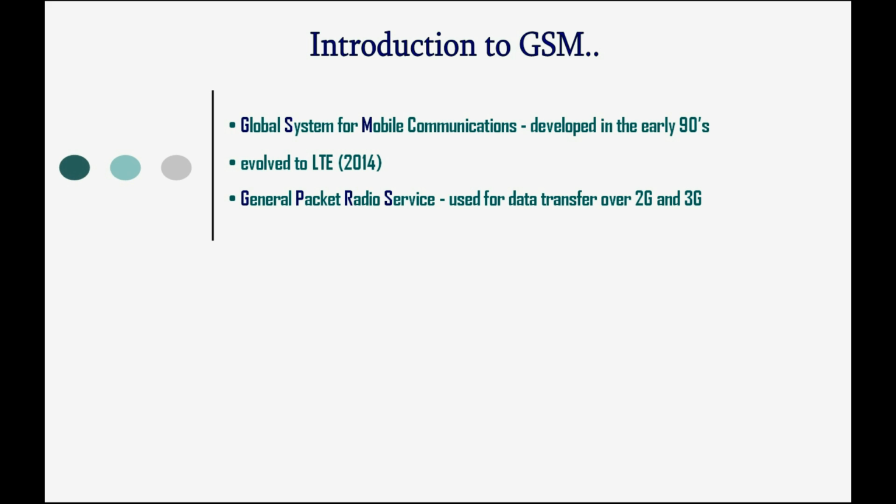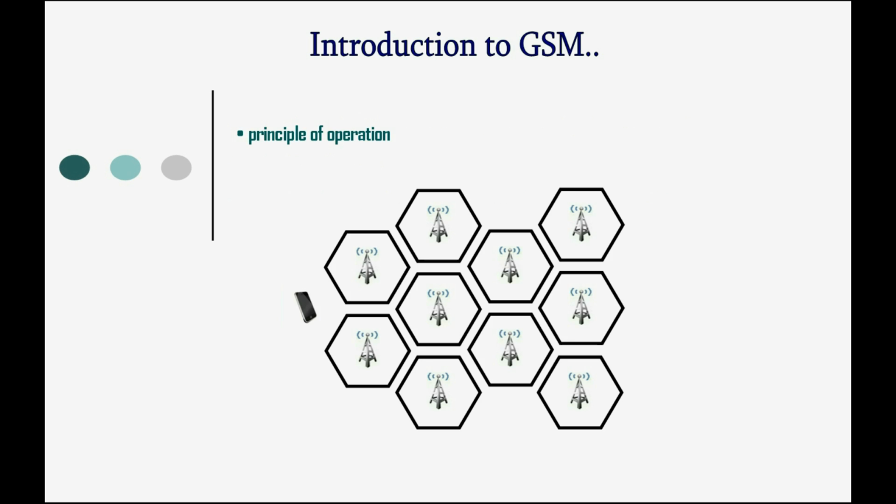GPRS stands for General Packet Radio Service. It came out as an extension for the second GSM generation, and it makes it possible to transmit data over 2G and 3G networks. Now let's take a look at how the communication is being done.